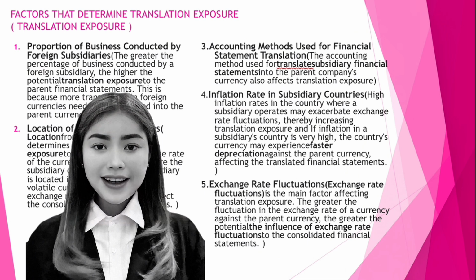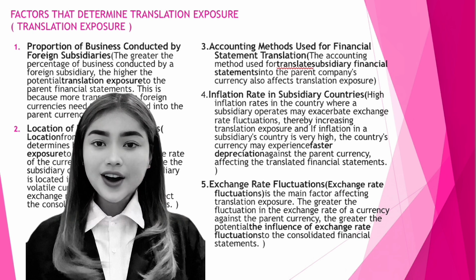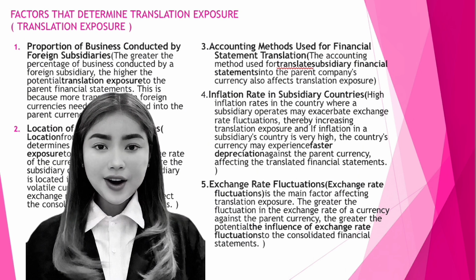Four, inflation rate in subsidiary countries. High inflation rates in the country where a subsidiary operates may exacerbate exchange rate fluctuations, thereby increasing translation exposure, and if inflation in a subsidiary's country is very high, the country's currency may experience faster depreciation against the parent currency, affecting the translated financial statements. Five, exchange rate fluctuations. Exchange rate fluctuations are the main factor affecting translation exposure. The greater the fluctuation in the exchange rate of a currency against the parent currency, the greater the potential influence of exchange rate fluctuations on the consolidated financial statements.